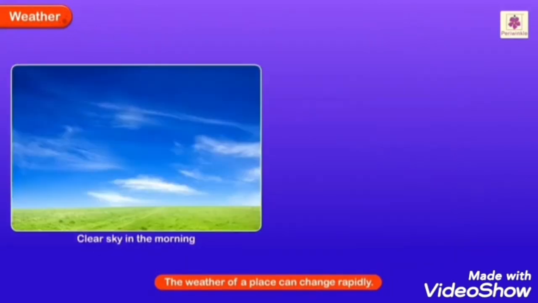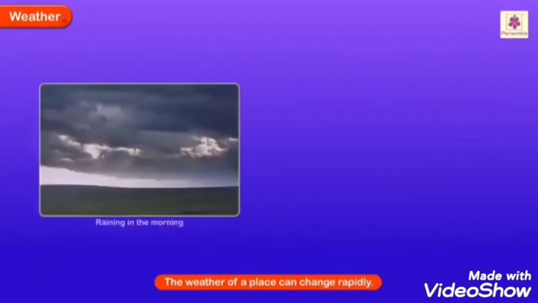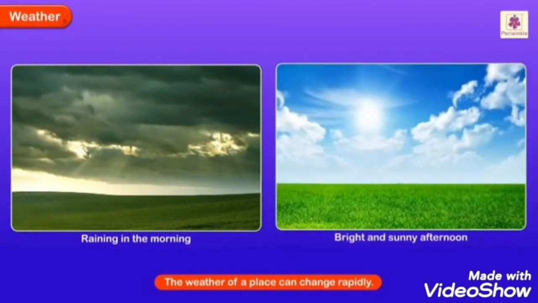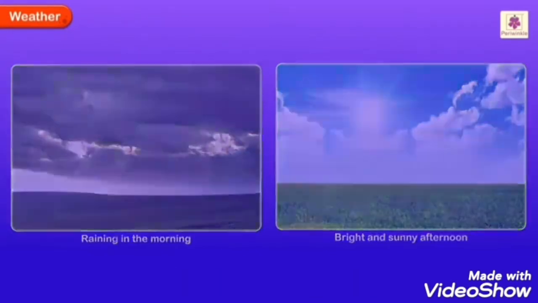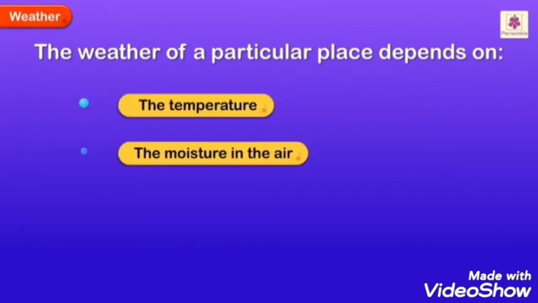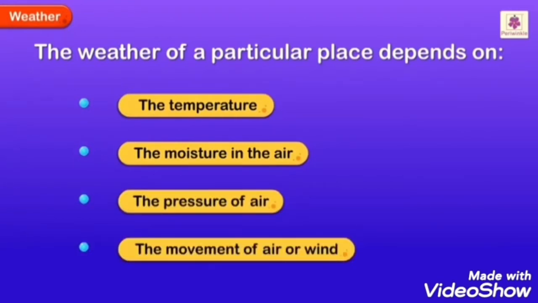It may be bright and sunny with a clear sky in the morning, while in the evening the sky may be covered with dark clouds. It may start raining in the morning, but the afternoon may be bright and sunny. The weather of a particular place depends on the temperature, the moisture in the air, the pressure of air, and the movement of air or wind.